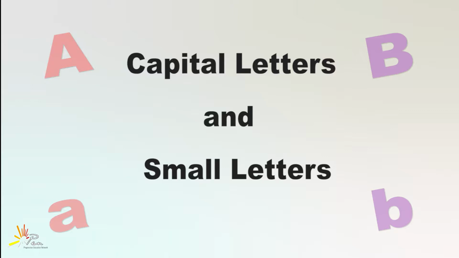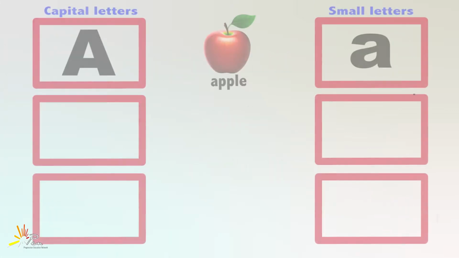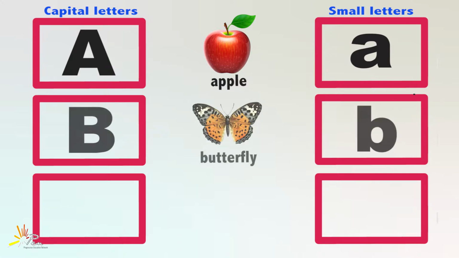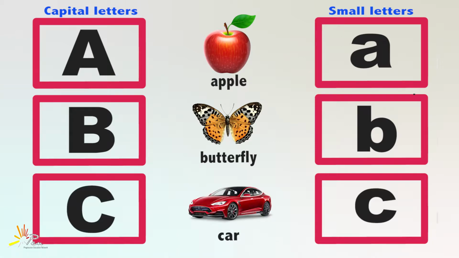Assalamu alaikum. Today's topic is capital letter and small letter. Students, let's start it. A for apple. Look, this is capital A and that is small a. B for butterfly. This is capital B and that is small b. C for car. This is capital C and that is small c.